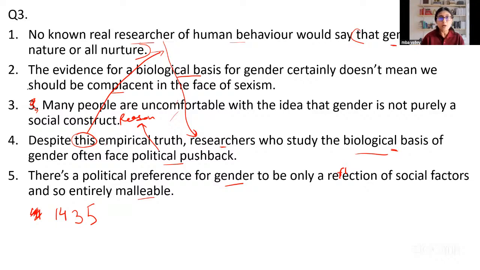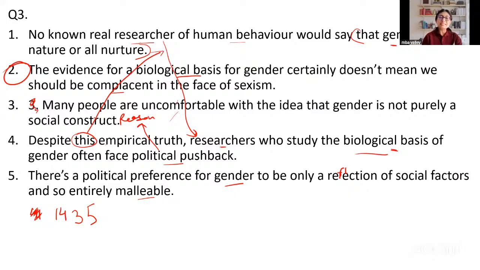Now what do we have? What is left? What is left is sentence number 2. The evidence for a biological basis for gender certainly doesn't mean should be complacent in the face of sexism. Now, why is 2 odd one out over here? Sentence number 2 does not fit in the context. First of all, it doesn't fit in the theme of the paragraph.